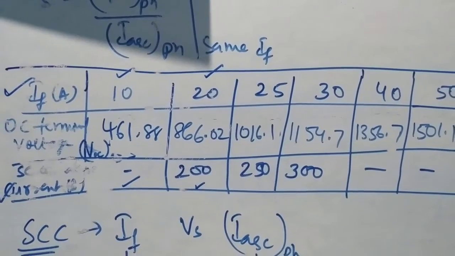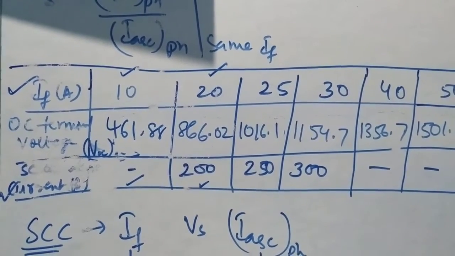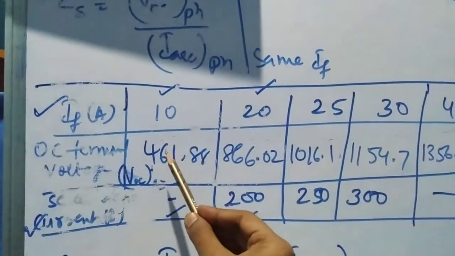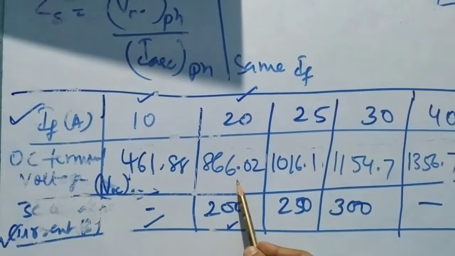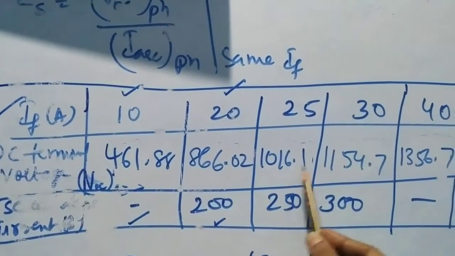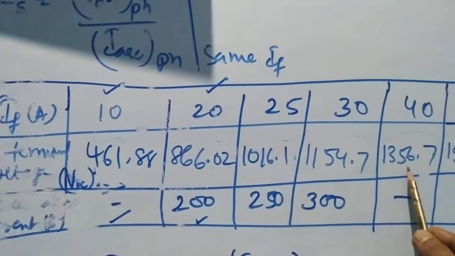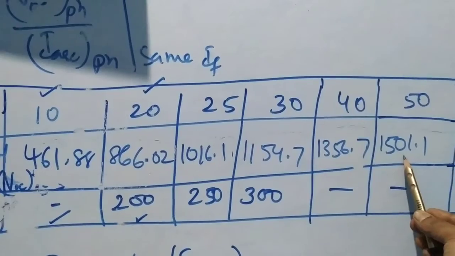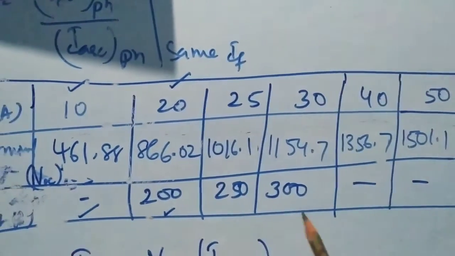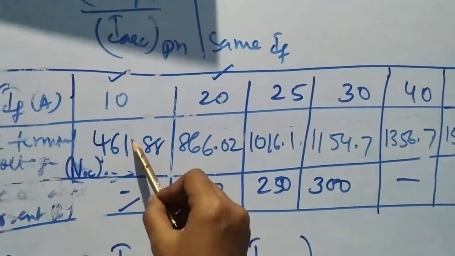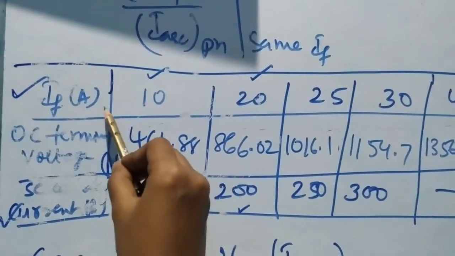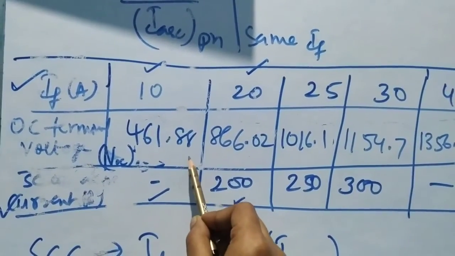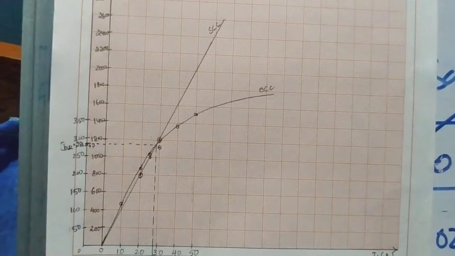So you can check that here after converting the line voltage to a phase voltage, we will get the corresponding values: 461, 866.02, 1016.1, 1154.7, 1356.7 and 1501.1. So now we have to plot a graph between these two. That is, the x-axis will be your IF and the y-axis will be the VOC phase. So now let us plot the graph.